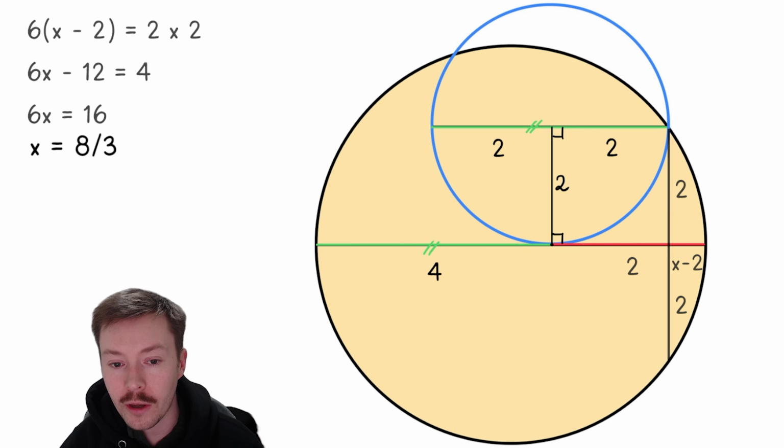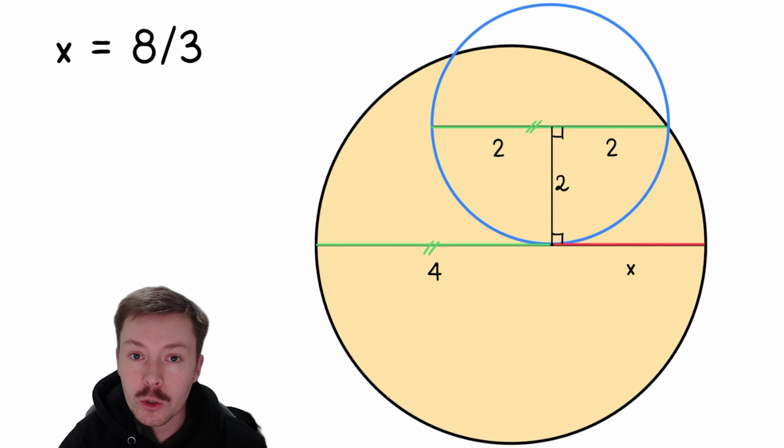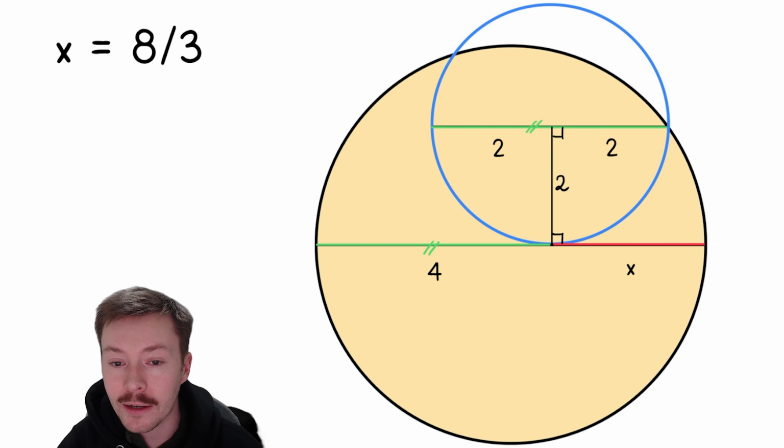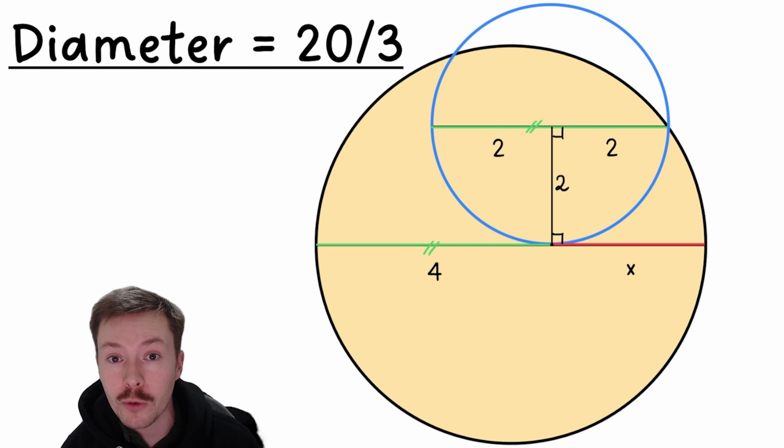And now if we go back to our earlier version of the diagram where we've got the 4 and the x, it's quite easy to work out the diameter. We're going to add 4 and 8/3, and that gives us 20/3, which is the answer to the problem.